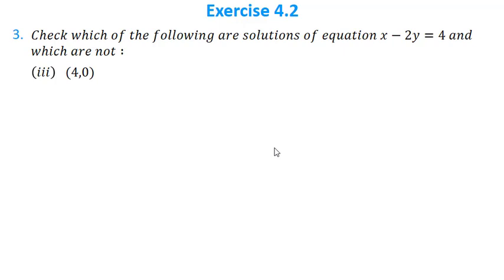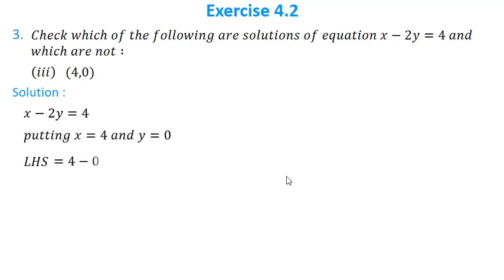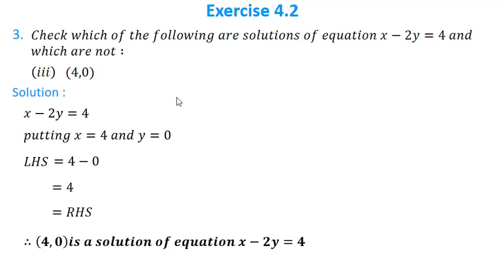Third problem is 4 comma 0. So let us put value of x as 4 and value of y as 0. I will get left hand side as 4 minus 0, which is 4, which is equals to right hand side. So I will say that 4 comma 0 is a solution of equation x minus 2y equal to 4.